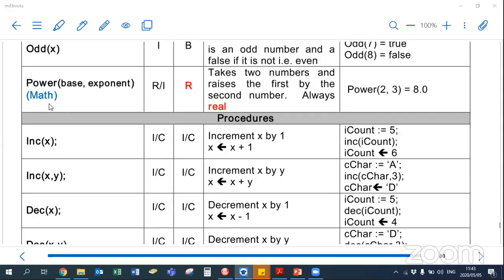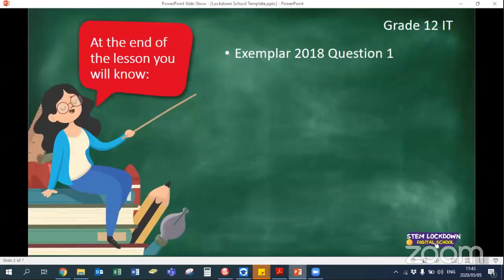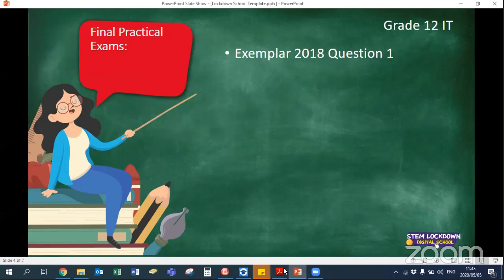And just to recap, I'm going back to my slide. Remember that when we have a look at the square root, that square root also always provides us with a real output. That's very important to remember. So this was the final of 2018 question 1.